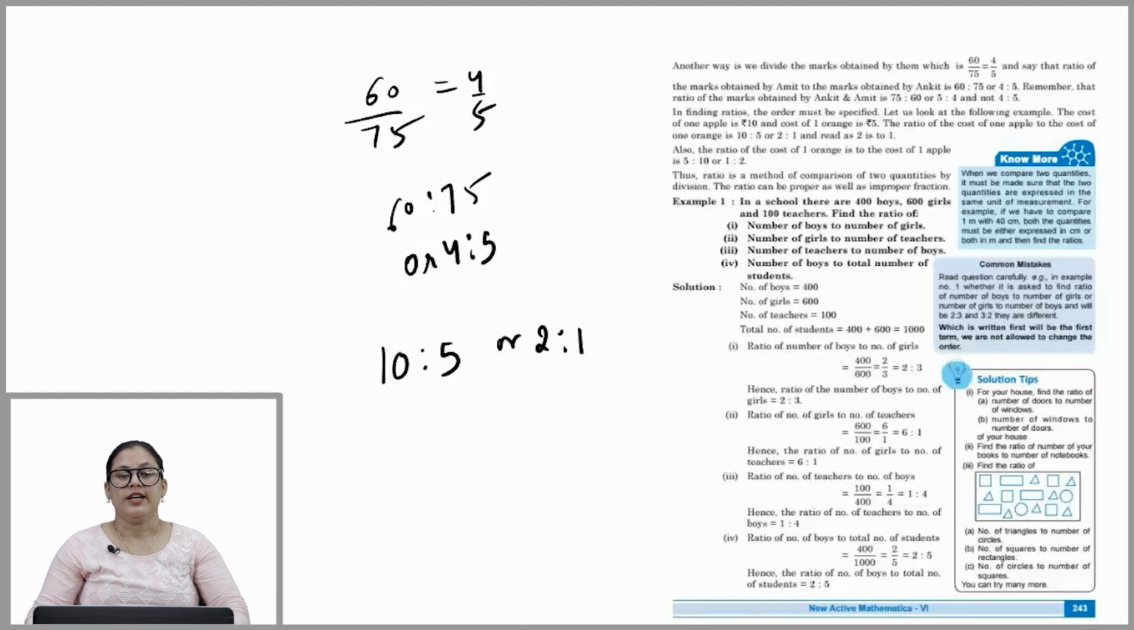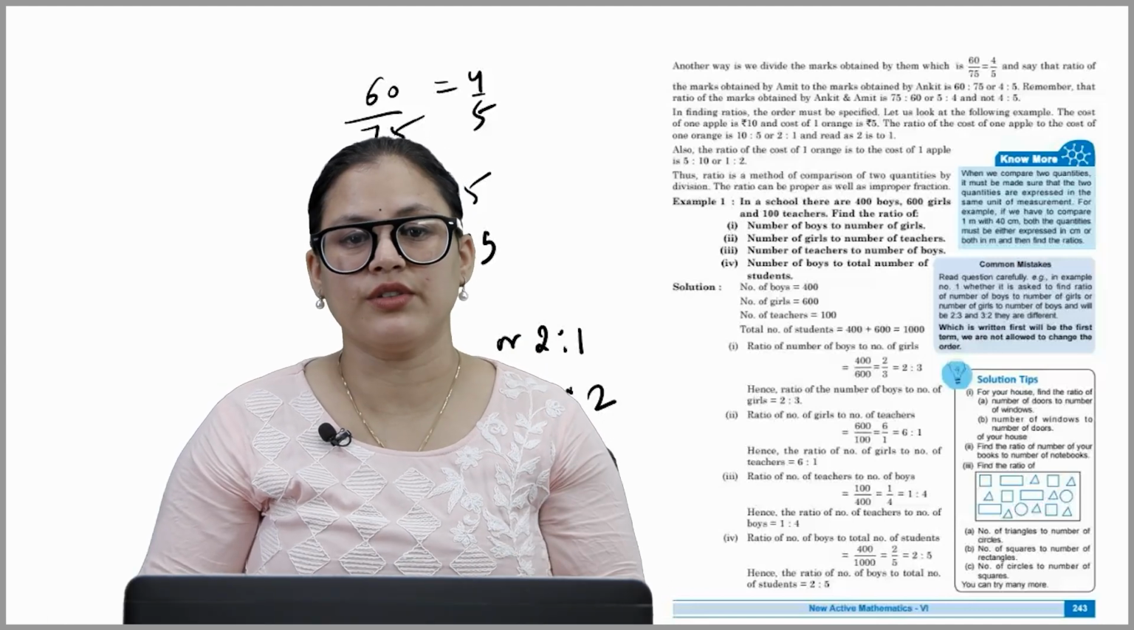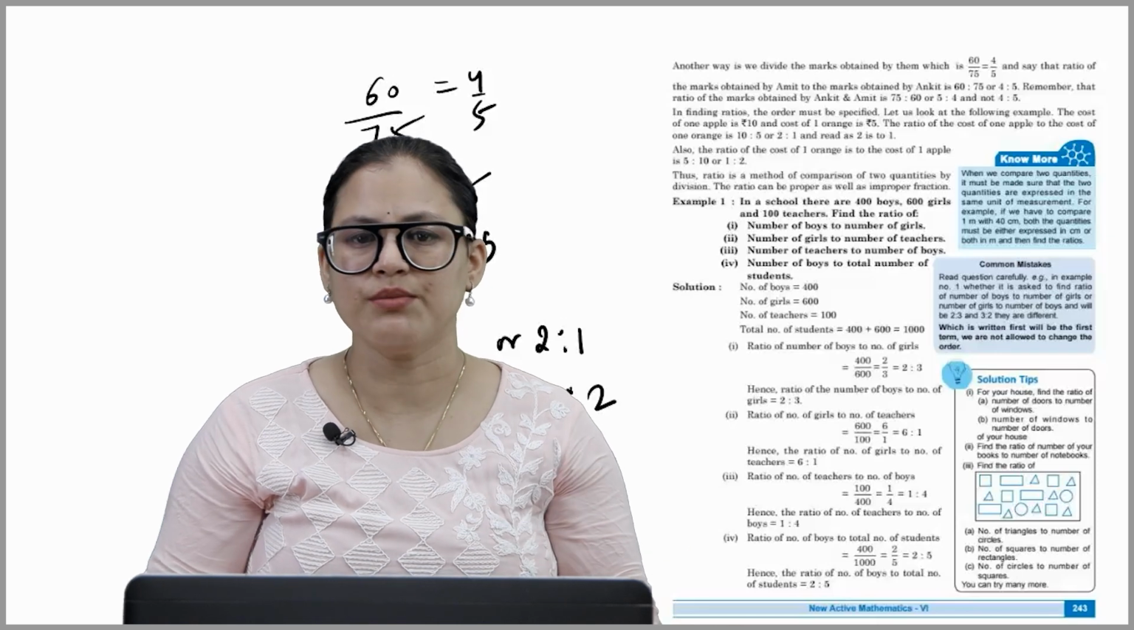Next, the ratio of the cost of one orange to the cost of one apple. Now here we have asked first the cost of one orange, so we will write 5 and then 10, or 1 is to 2. This sign we read as 'is to'. Thus, ratio is a method of comparison of two quantities by division. The ratio can be a proper as well as an improper fraction.